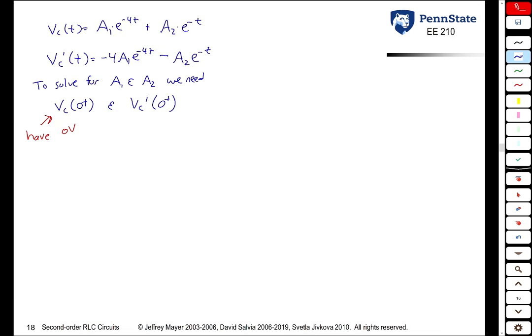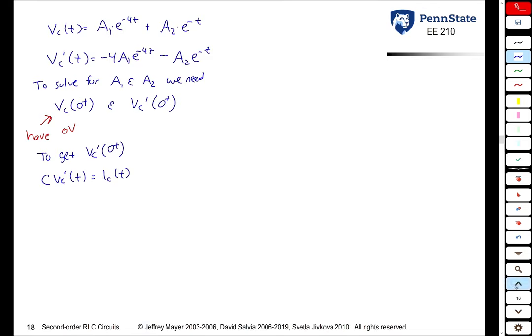The second initial condition is at step 5 in the algorithm. This is the hardest part of the second order RLC problems. And it's really not that hard, but it is, in my opinion, the hardest part. So to get VC prime of 0 plus, we need to think about some things. We know that C VC prime of t is IC. The current through the capacitor is the derivative of the voltage across the capacitor times the capacitance.